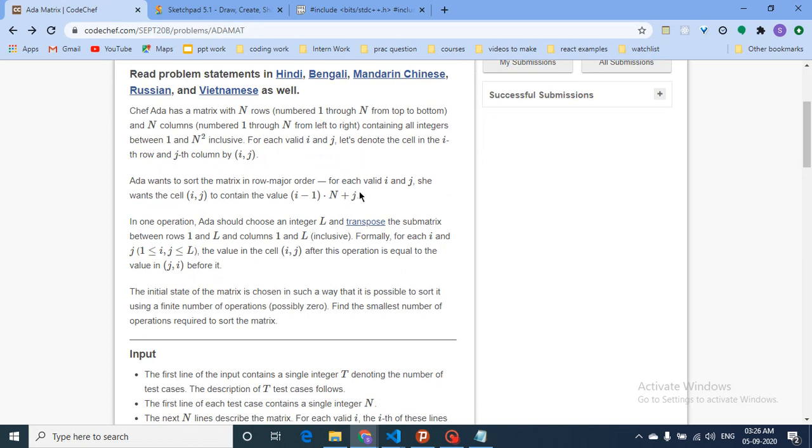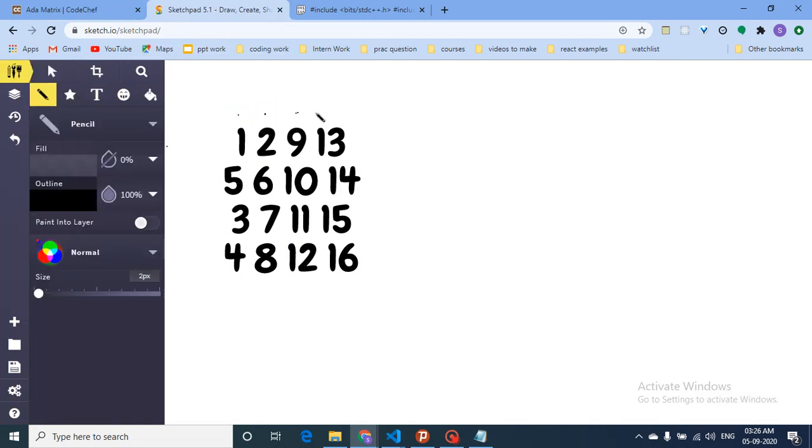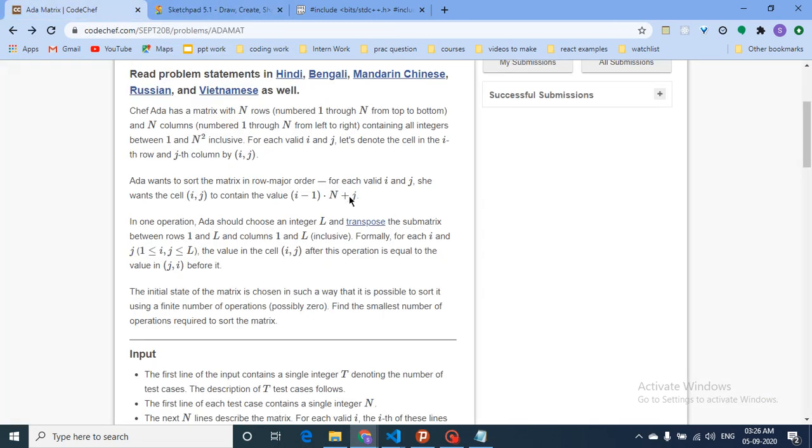What this expression means is, let's assume for the first row i is equal to 1, and thus i minus 1 is equal to 0, and when we iterate over the indices, first, second, third, fourth, the values would be 1 2 3 4. Then in the second row, i minus 1 is 1, n is equal to 4, so 4 plus 1 2 3 4 gives 5 6 7 8.